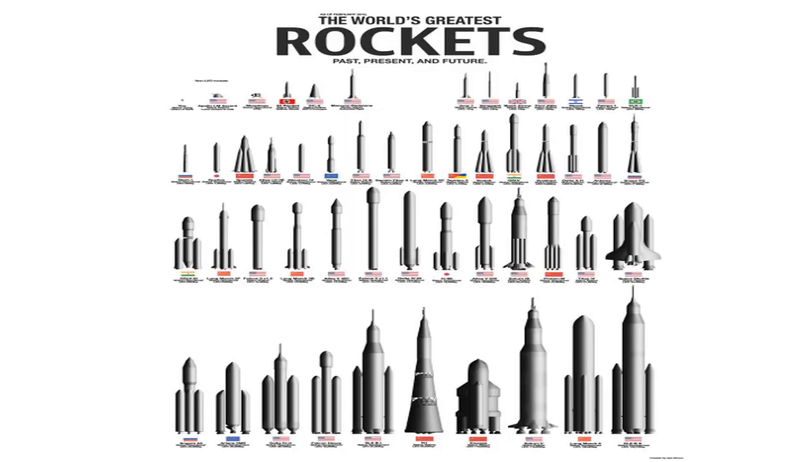Here we can see some different structures of rockets from its invention by different countries. We can see the space shuttle by USA, the Soyuz rocket made by Russia, the Saturn V, which was used in the Apollo 11 mission to go to the moon by USA.